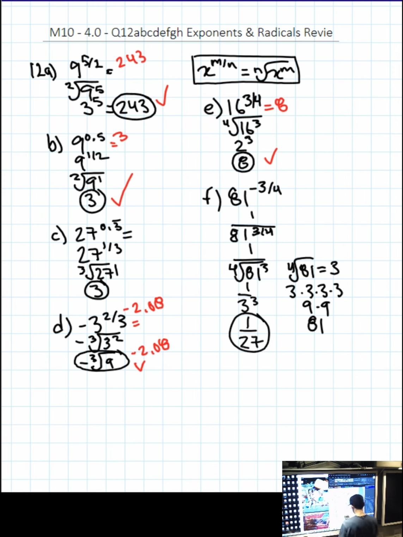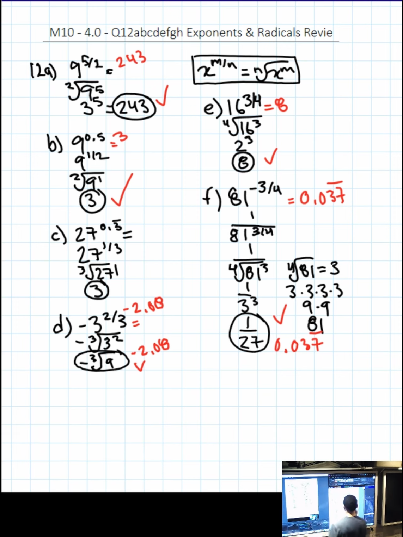Then, on the calculator, we can say 1 divided by the 4th root of 81 cubed, or just type in the question, 81 to the exponent negative 3 over 4, enter, which equals 0.037 repeating. And on the calculator, the answer, 1 divided by 27, is also 0.037 repeating. Therefore, we know we are correct.